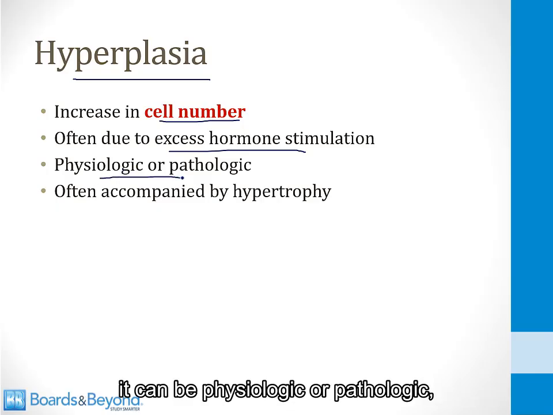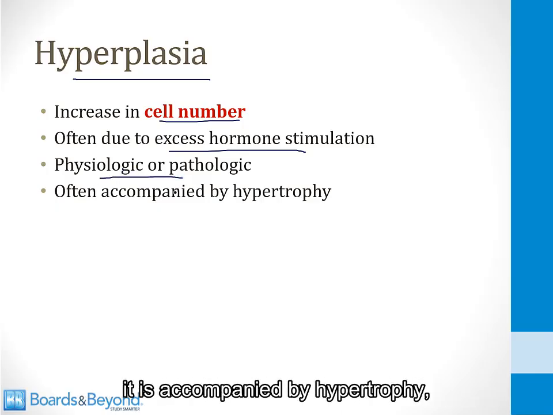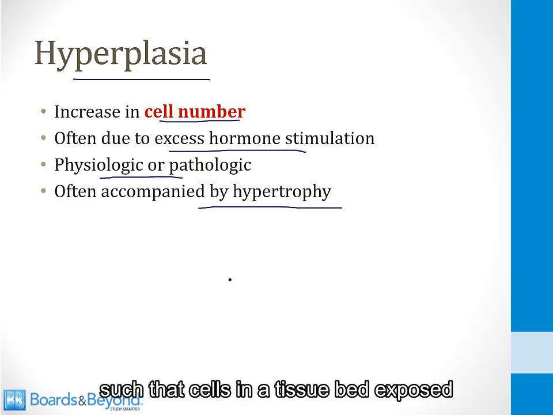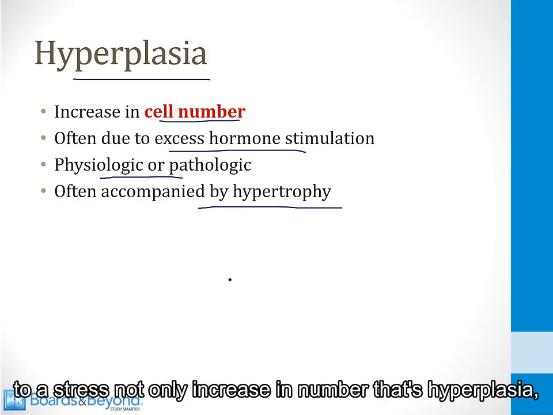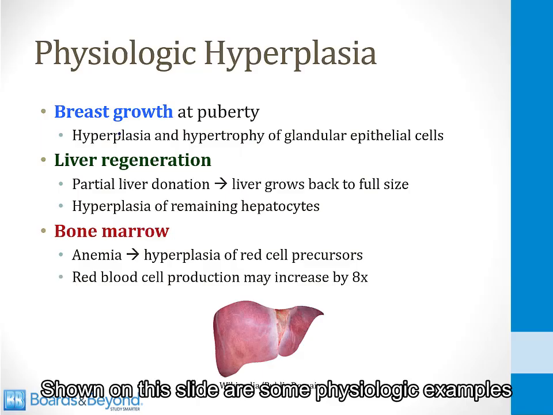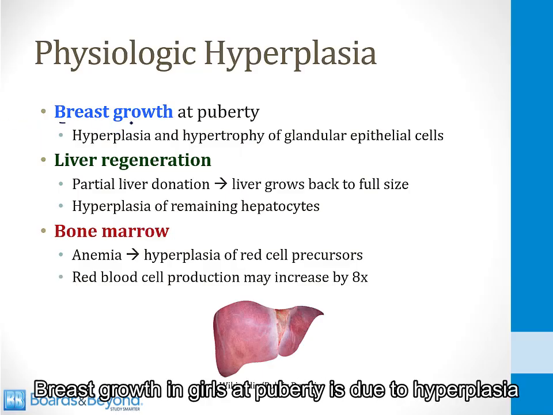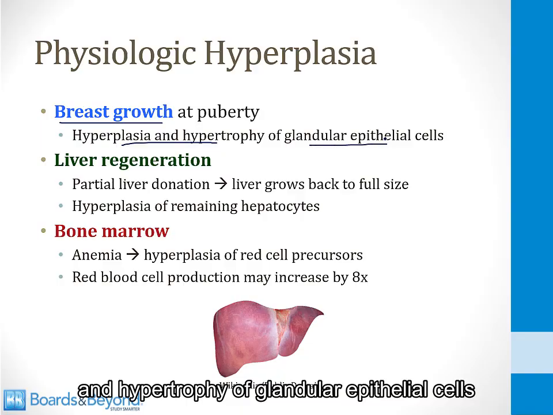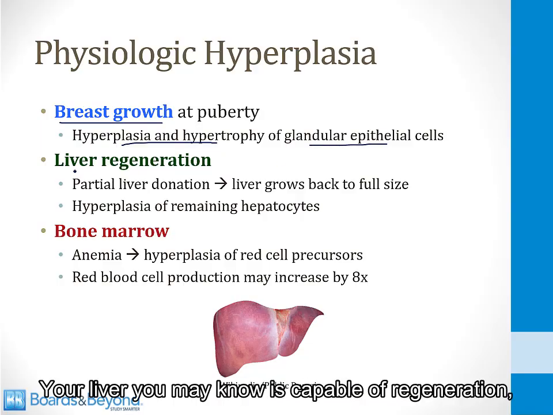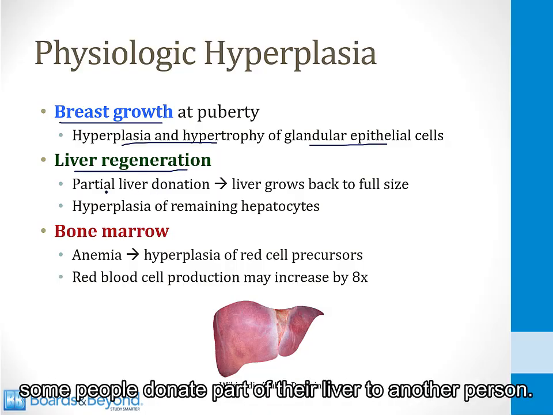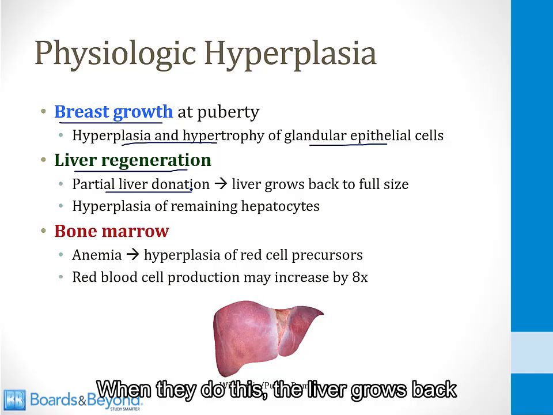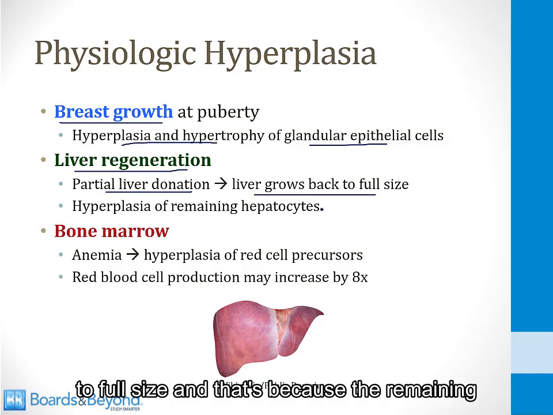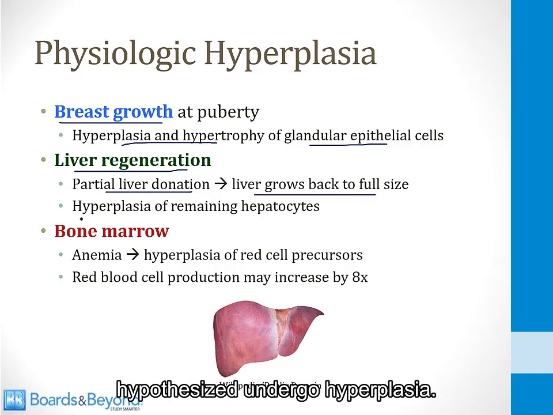It can be physiologic or pathologic, and as I told you before, in many cases it is accompanied by hypertrophy, such that cells in a tissue bed exposed to a stress not only increase in number, that's hyperplasia, but they increase in size, that's hypertrophy. Shown on this slide are some physiologic examples of hyperplasia. Breast growth in girls at puberty is due to hyperplasia and hypertrophy of glandular epithelial cells in breast tissue. Your liver, you may know, is capable of regeneration. Some people donate part of their liver to another person. When they do this, the liver grows back to full size, and that's because the remaining hepatocytes undergo hyperplasia.